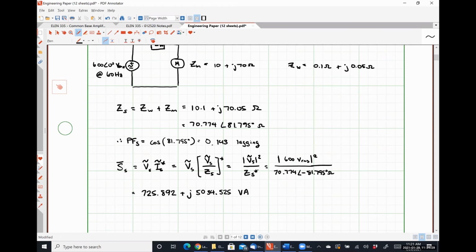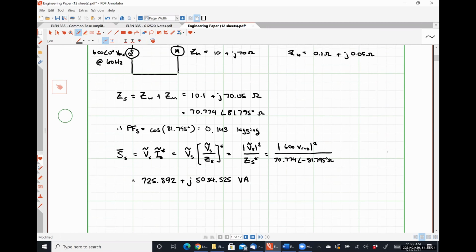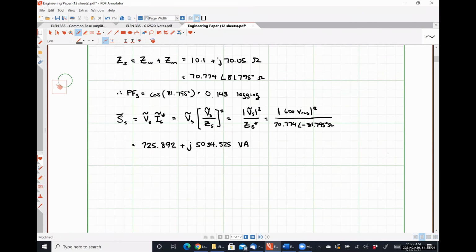All right, so now that I know what power factor my load is operating at, 0.143 lagging, and I know what complex power my load is operating at, let's choose a target. Okay, so what do we want to increase the power factor of this system to? Let's just pick something. 95%, leading or lagging? 95% lagging.